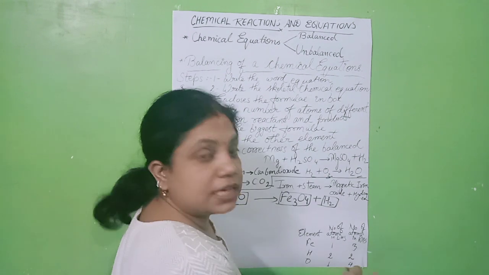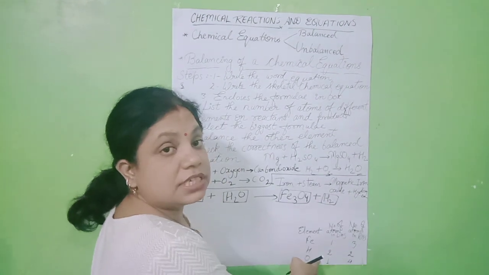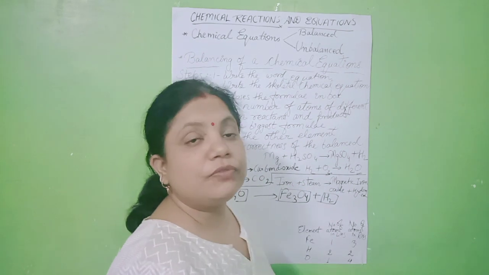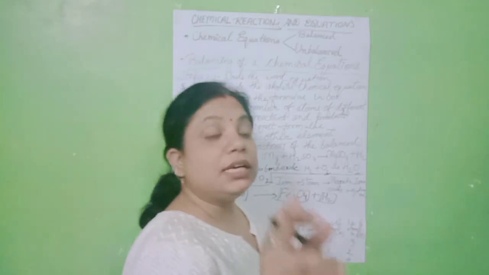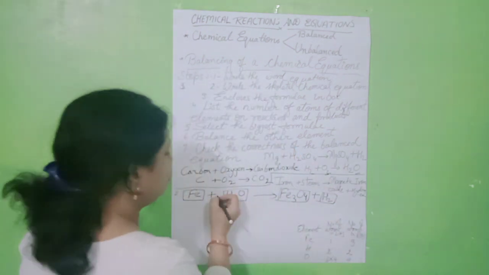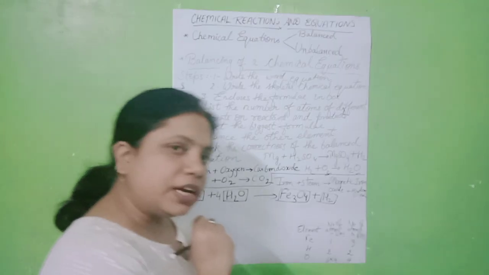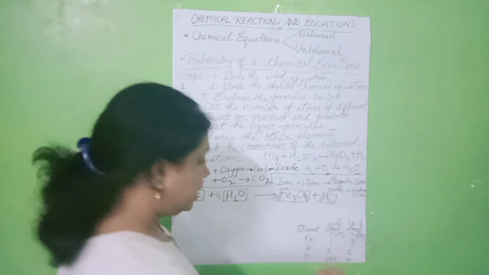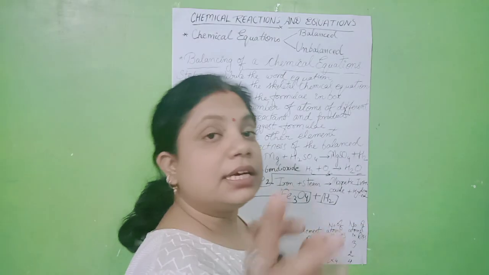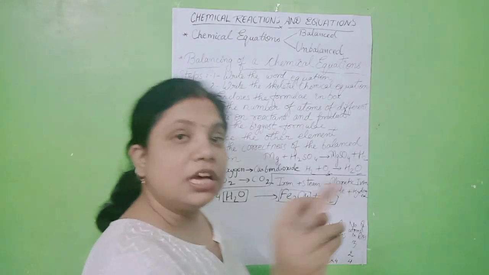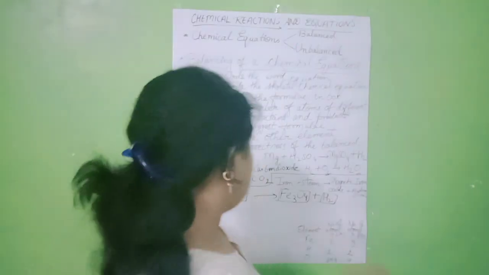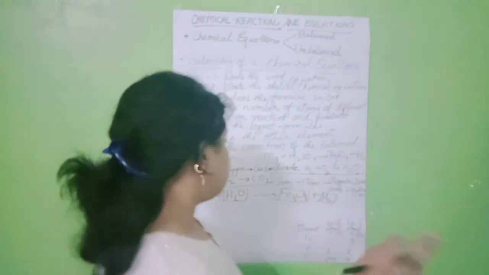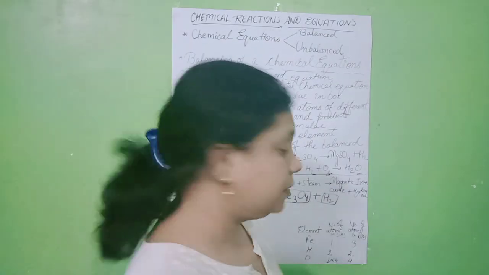Here on the right hand side 4 atoms are there and on the left hand side 1 atom is there. So what we have to do? We have to multiply by 4 on the left hand side. So we write 4 here. Now oxygen is balanced: oxygen is 4 here and on the right hand side oxygen is also 4. Now see the next step, balance the other elements. Let's see whether the other elements are balanced or not.